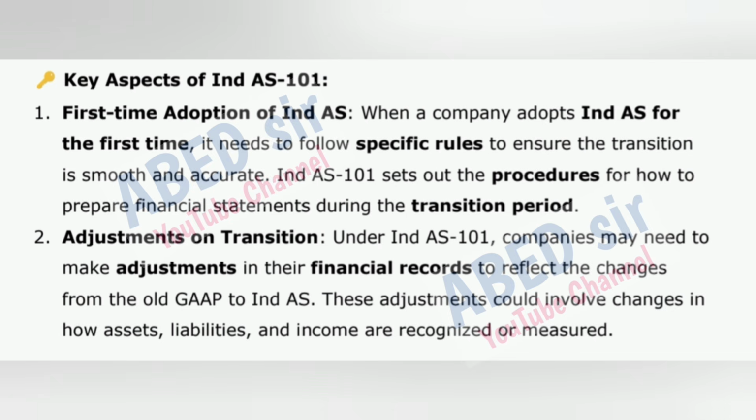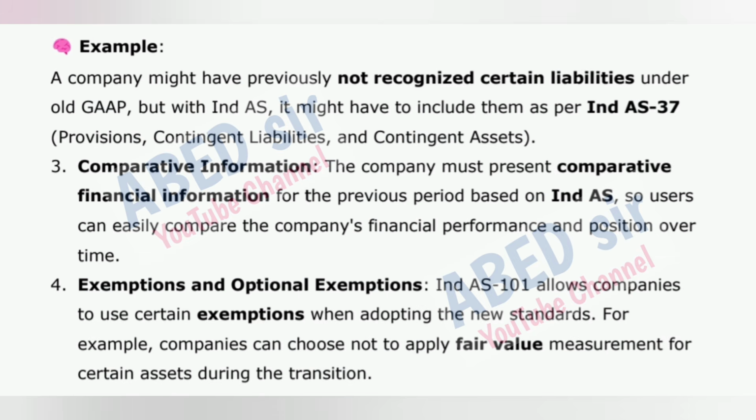2. Adjustments on transition. Under Ind AS 101, companies may need to make adjustments in their financial records to reflect the changes from the old GAAP to Ind AS. These adjustments could involve changes in how assets, liabilities, and income are recognized or measured. Example: a company might have previously not recognized certain liabilities under old GAAP, but with Ind AS, it might have to include them as per Ind AS 37, provisions, contingent liabilities, and contingent assets.